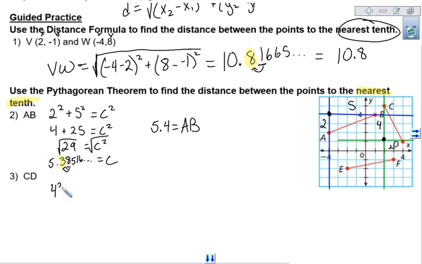So 4 squared plus 2 squared equals c squared. 4 squared is 16 plus 2 squared, which is 4, equals c squared. 16 plus 4 is 20. Take the square root of both sides.